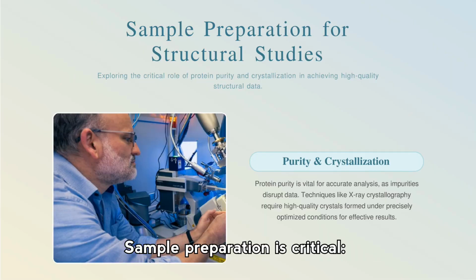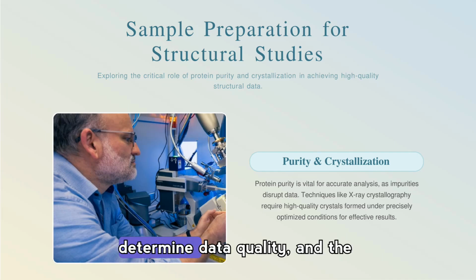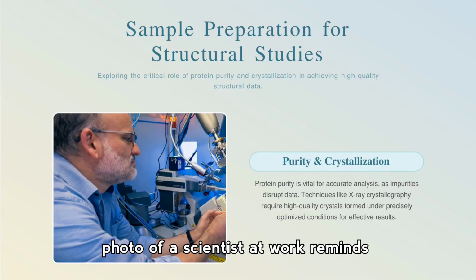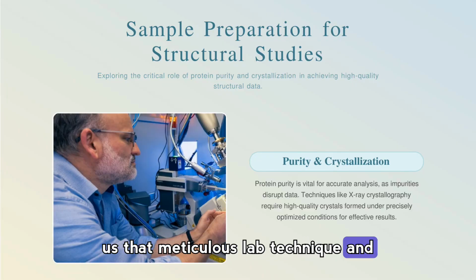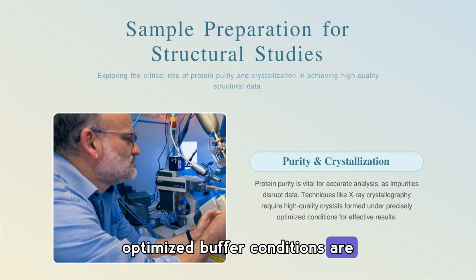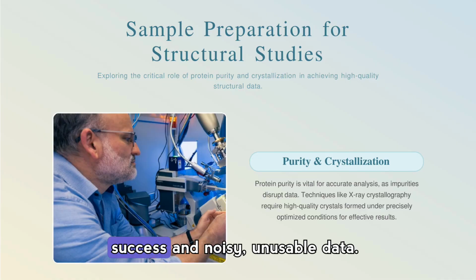Sample preparation is critical. Protein purity and careful crystallization, or vitrification, determine data quality. And the photo of a scientist at work reminds us that meticulous lab technique and optimized buffer conditions are often the difference between success and noisy, unusable data.